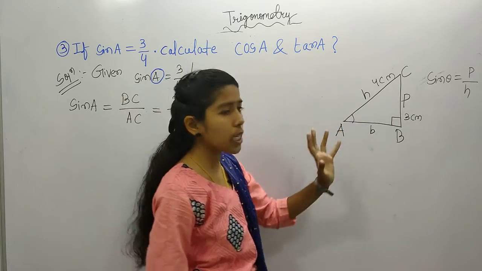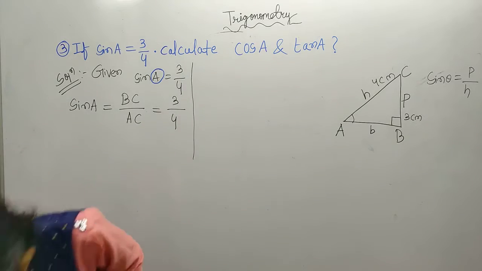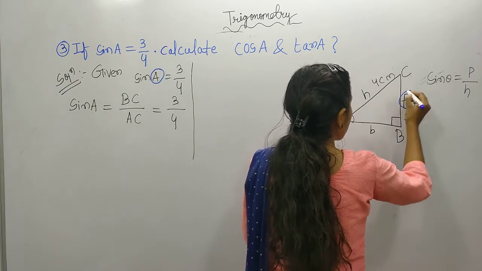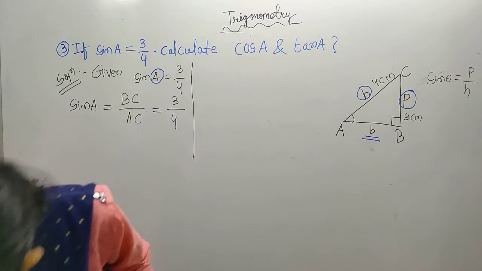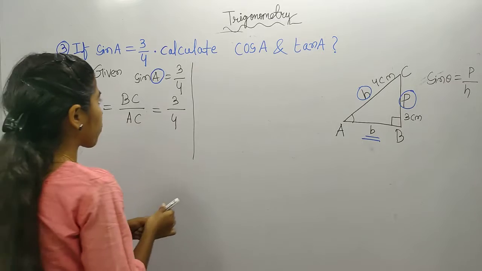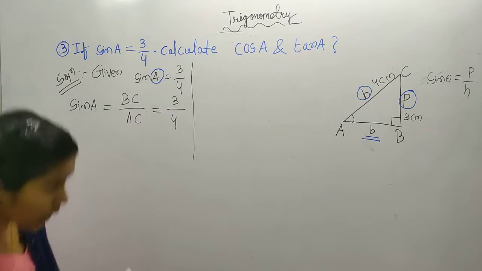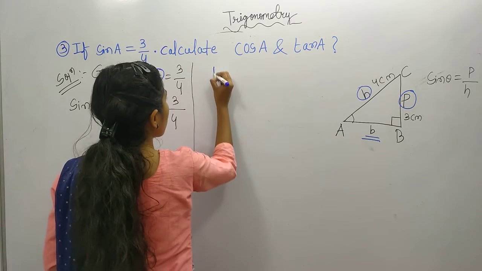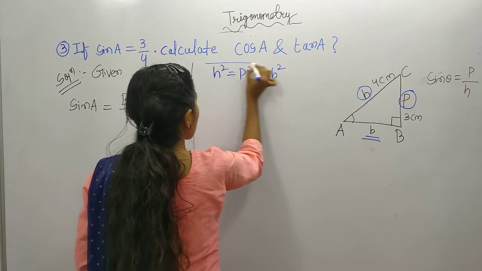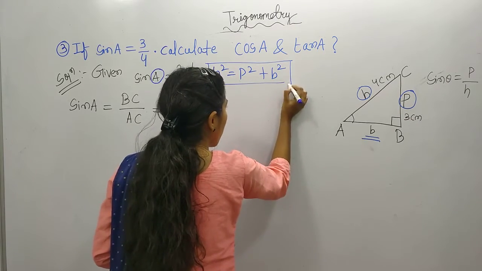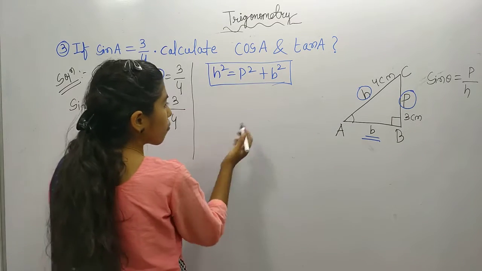We have to complete the triangle. Perpendicular is there, hypotenuse is there. We have to find the base. So let's write the formula. We know the formula H square equals P square plus B square, right? This is the formula of the triangle. From Pythagoras theorem we have found it out.